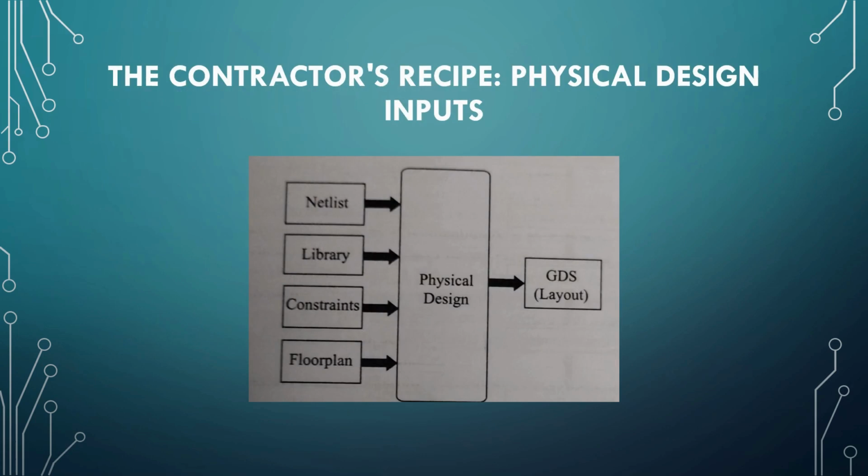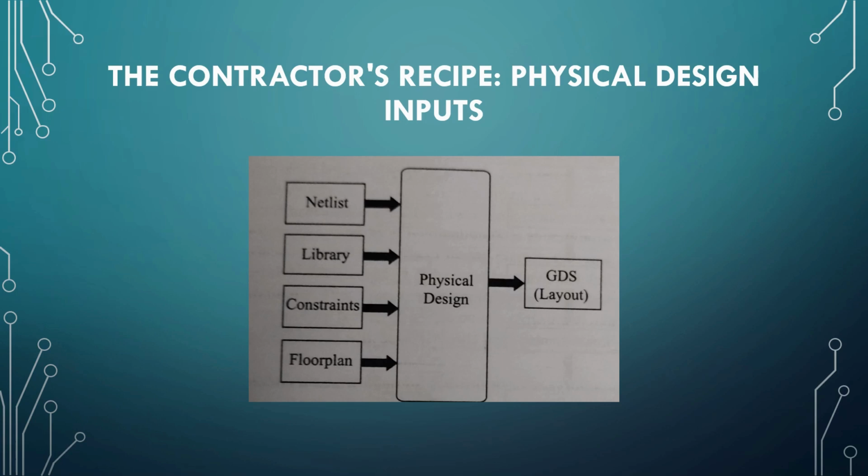Okay, our blueprint has been updated. Now, before our construction crew starts, they need the full set of instructions and materials. We can call this the construction recipe. It consists of four key ingredients. The first one is the DFT inserted netlist. This is our final approved architectural blueprint.